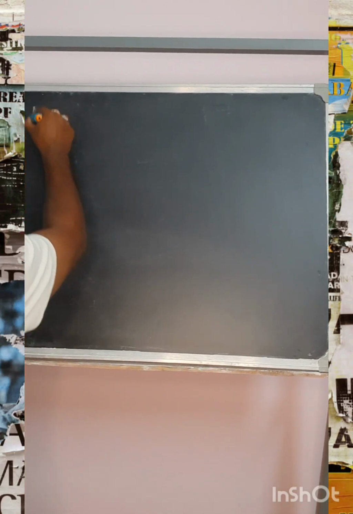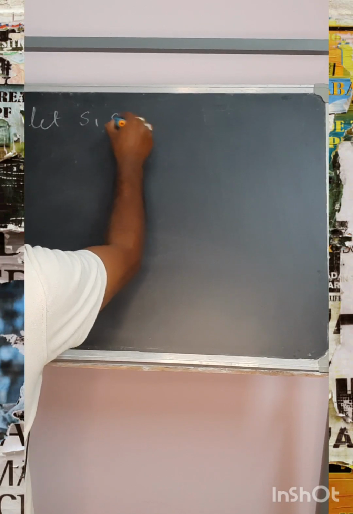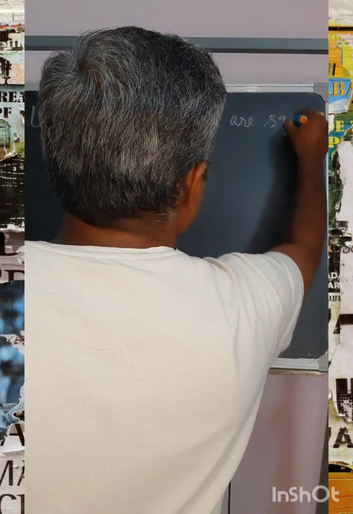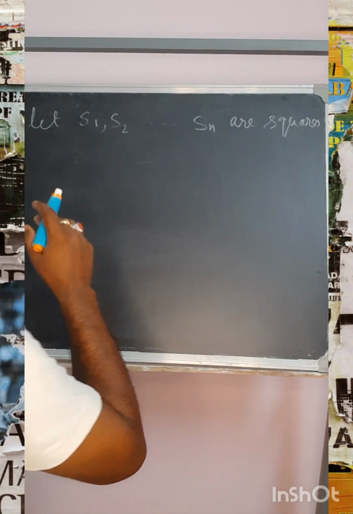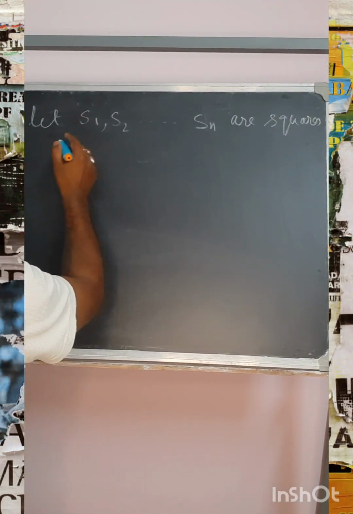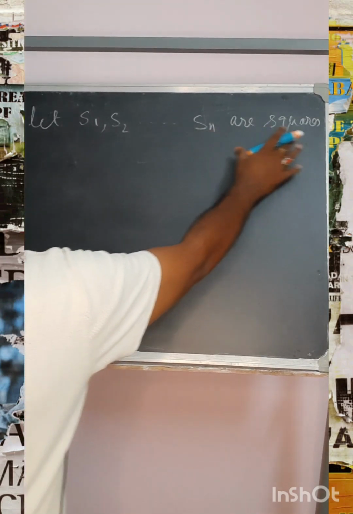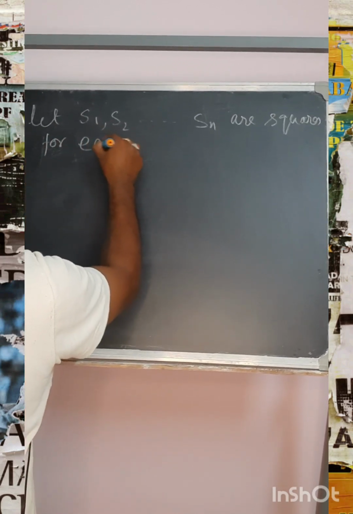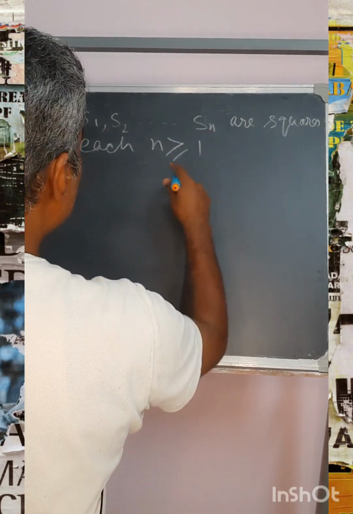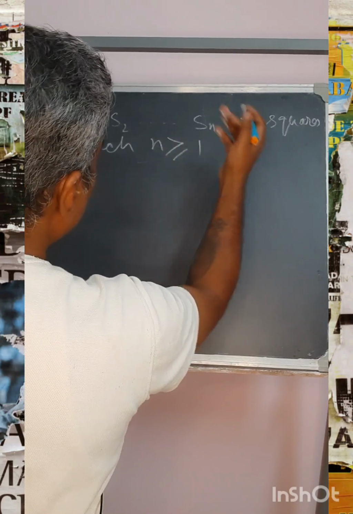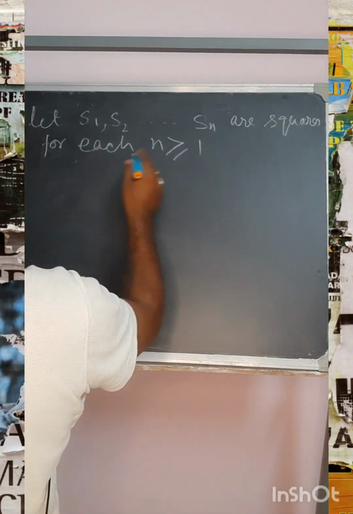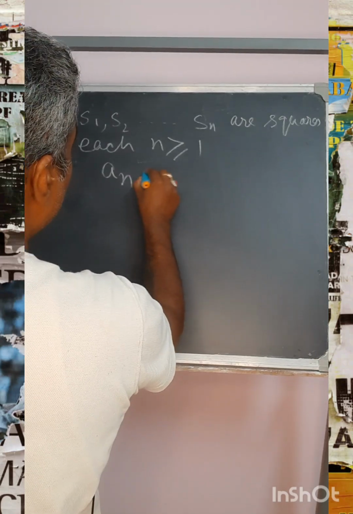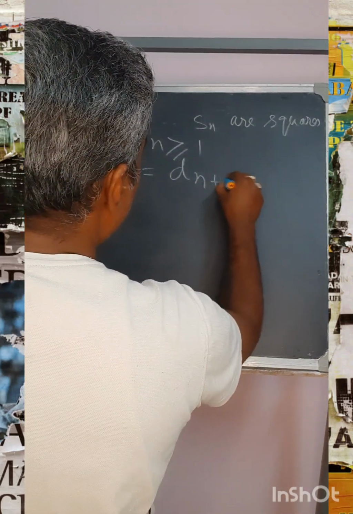The problem says let S1, S2 up to Sn be squares, where for each n greater than or equal to 1, that is, if n is 1 or more, it follows a rule that says the arm length of n will be equal to the diagonal of the next square.